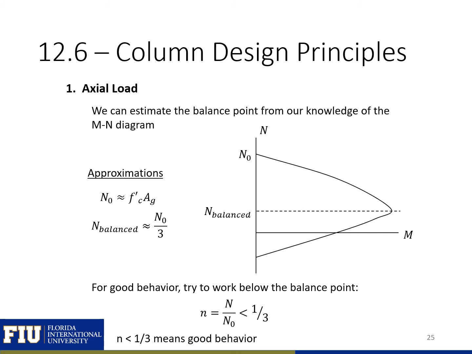Our first design parameter is our axial load. We can remember back from our column discussion that we're going to have the best performance if we have an axial load less than our balance point. So typical balance points are going to be about 1/3 of the pure axial capacity, and the pure axial capacity we can approximate as f'c times the gross area. So we can use this to estimate our column size based on our axial demand and make sure that we are less than our balance point here. So for good axial behavior, we want to work below 1/3 of the pure axial capacity.